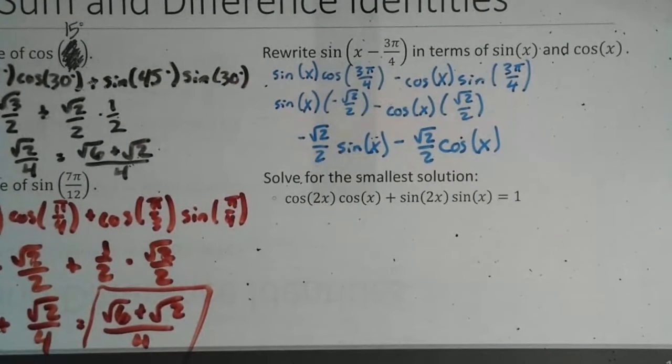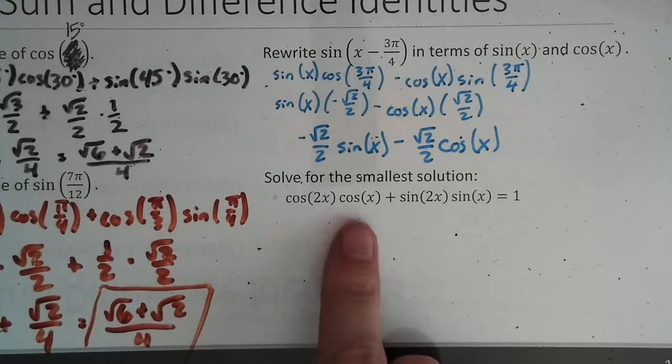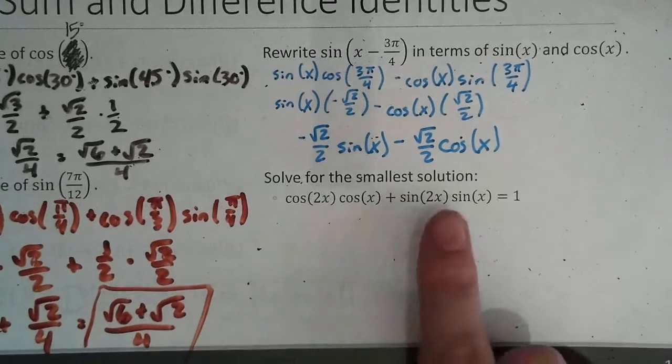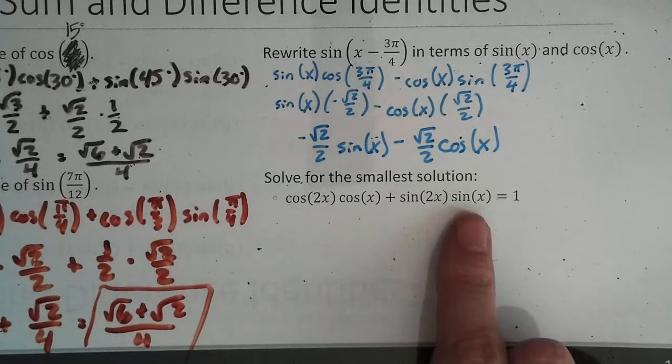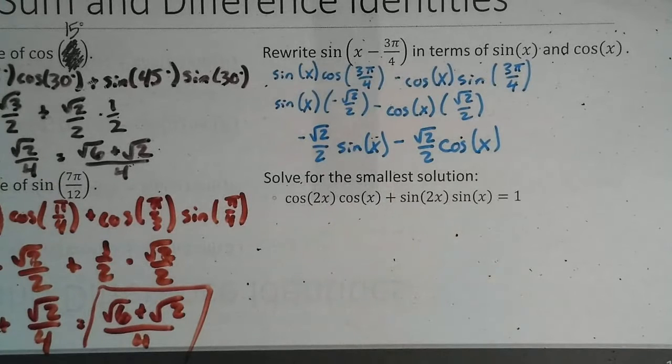This next one is going to make you probably hit your head on the table because it looks so scary and menacing, but it simplifies to something so easy you will be amazed. We want to solve for the smallest solution. We're looking at the cosine of 2x times the cosine of x plus the sine of 2x times the sine of x, and that's equal to 1. It looks super complicated, but I'm going to try to boil this down to its bare bones.